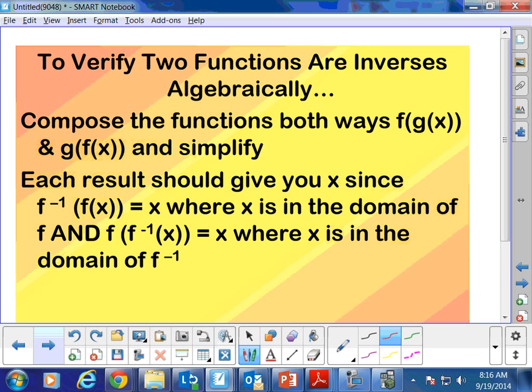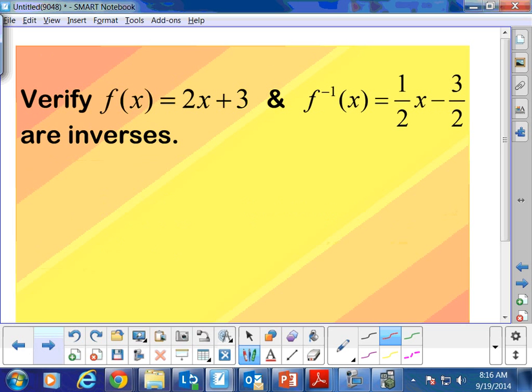And the results should give you back an x, since the inverse of f of x is x in the domain, and f of the inverse of x is x in the domain of f inverse, the inverse of the function. So we should be getting an x. If we get an x, that means that they are inverses of each other. So let's go ahead and do this one. The first thing we're going to do is verify two things here. We're going to take f inverse, and we're going to do this composition.